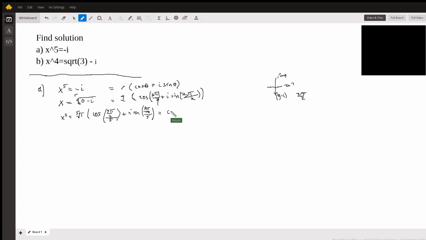So it's going to be the cosine 3 pi over 10 plus i sine 3 pi over 10. That's the first one.